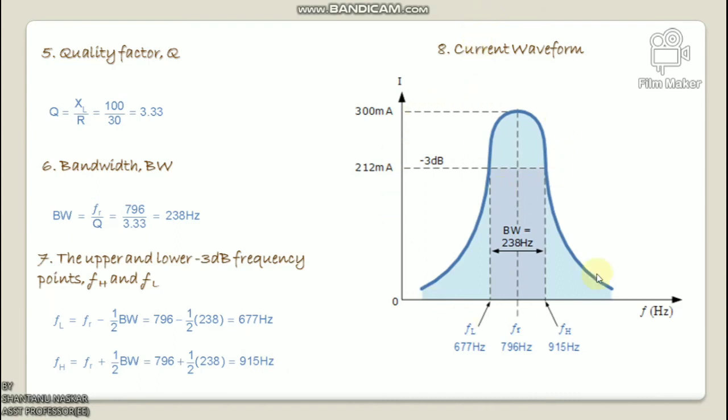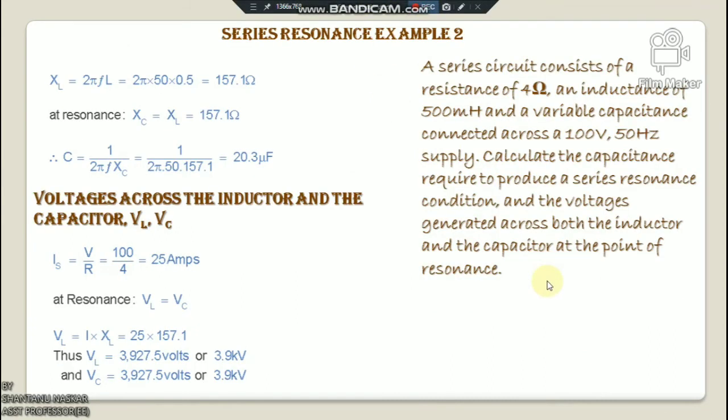Now last, the current waveform. So this is the current waveform. Bandwidth 238 hertz, value of FL 677 hertz, FR 796, FH 915, and this is the 3 decibel point, and this is the peak point. Okay, now we come to the next mathematics of series resonance.